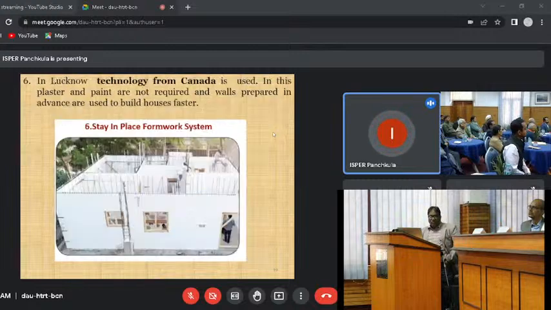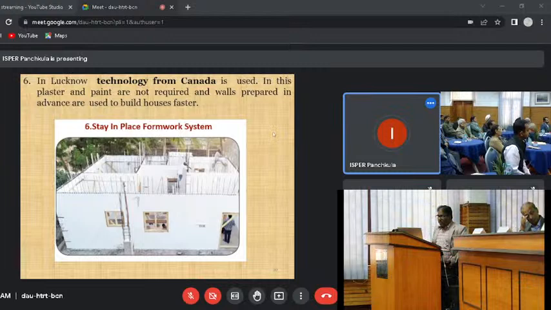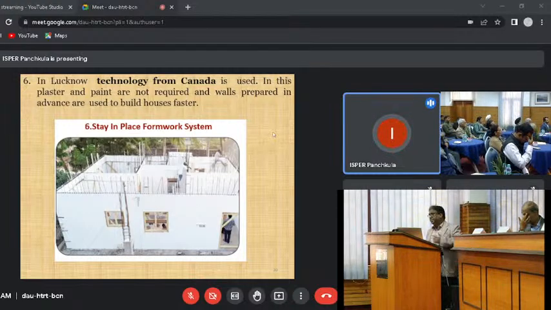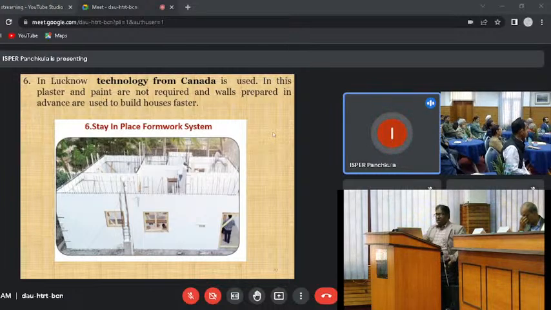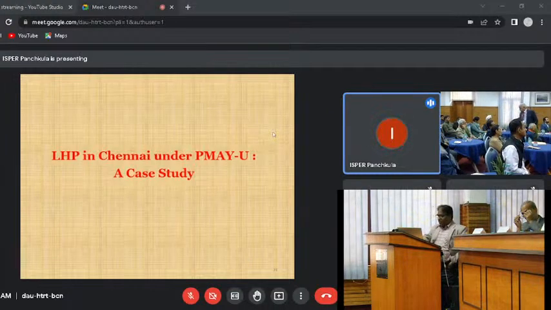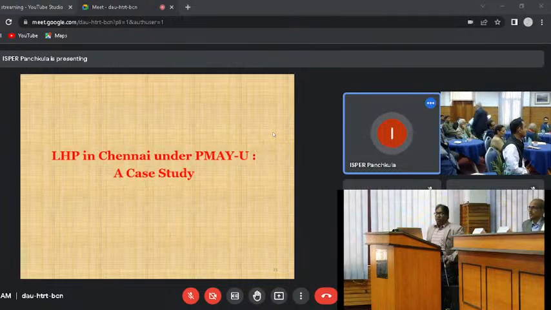The sixth one is Lucknow, with technology from Canada. In this, plaster and paints are not required. Walls prepared in advance are used to build a house fast. All these things have been taken from the Mann Ki Baat episode in which the Honorable Prime Minister talks about this. Now let us focus on Chennai, part 1.